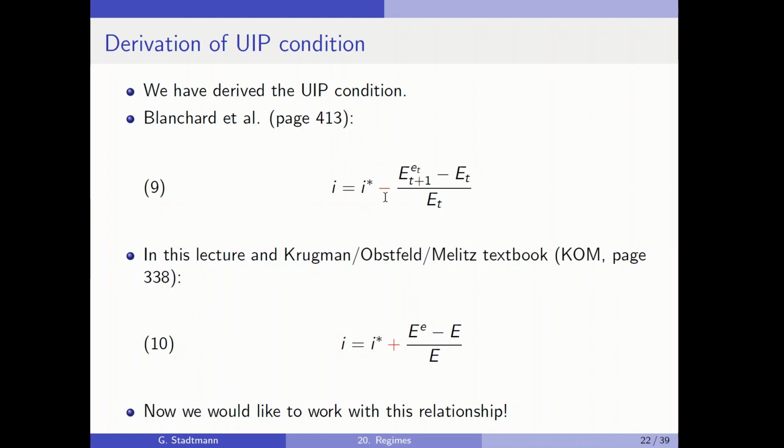There is a minus sign in front of this relationship because they use the other notation of the exchange rate. In our lecture, and for example in the Krugman-Obstfeld-Melitz textbook, they work with this relationship here where there is a plus sign in front of the exchange rate because they also work with the price notation of the exchange rate. So now that we derive this relationship, we want to work with this UIP condition.